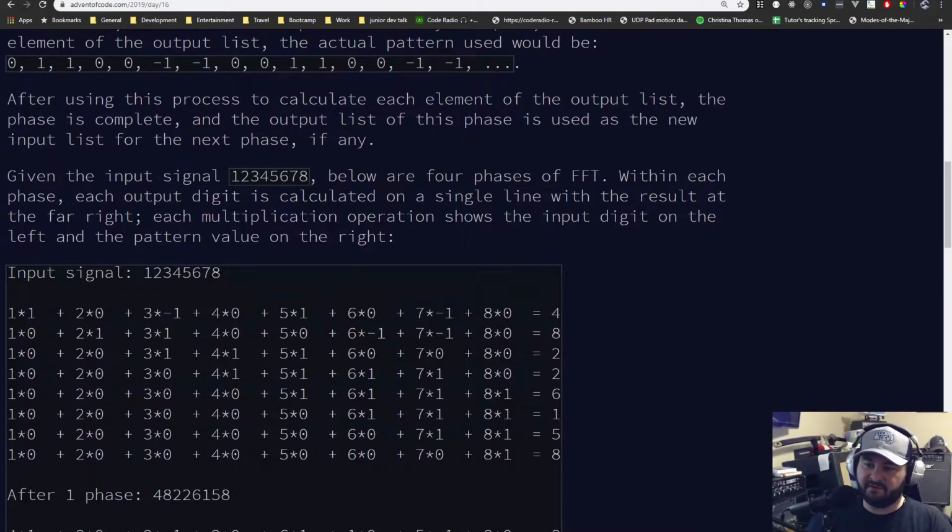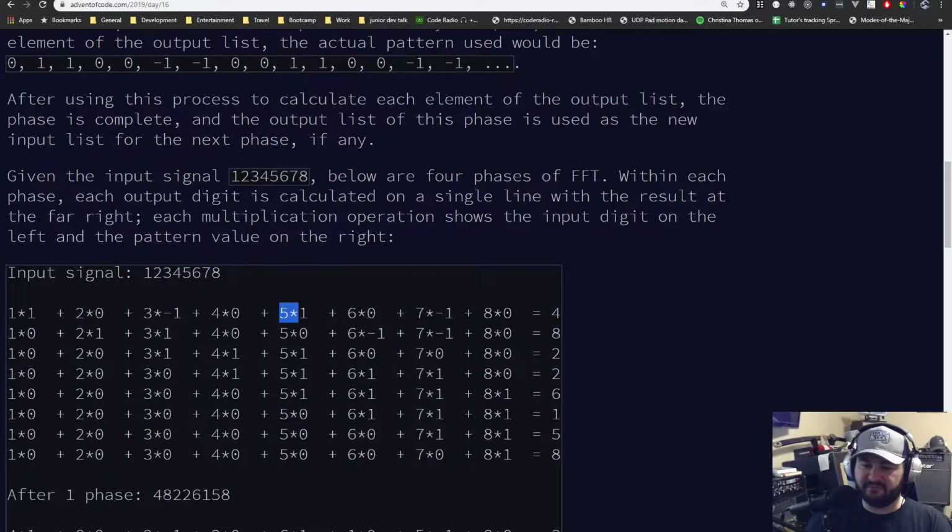So there you go, 1, 0, -1, 0, 1, 0, -1, 0, and then the numbers that you're multiplying these by are each number in the list. So 1, 2, 3, 4, 5, 6, 7, 8, all the way down. So you multiply each one, then add all of those products together.